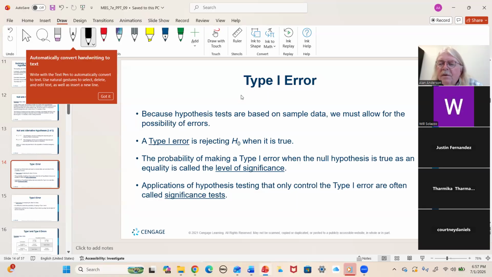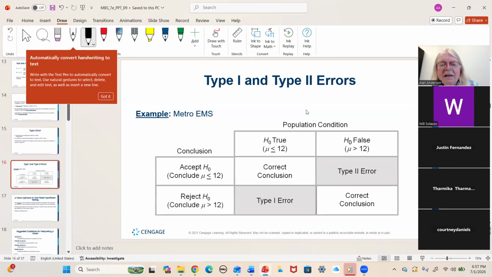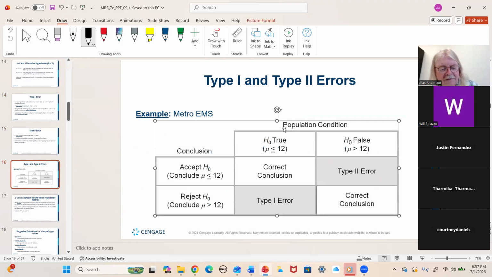Now, this refers to the idea that when we conduct a hypothesis test, it's possible that we goof and come to the wrong conclusion. So they've got a nice little table here that I'd like to go over with you.